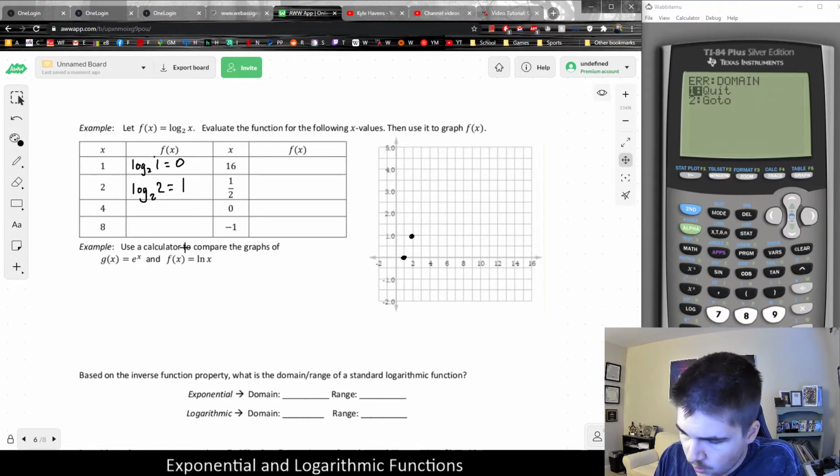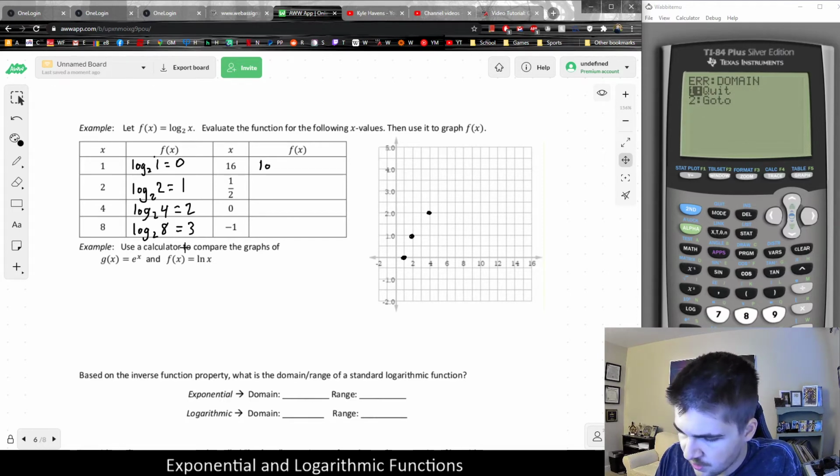So this would give me the point (2, 1), which would be right about there. Log base 2 of 4. Again, we think, what exponent do I need? Well, 2 squared is 4, so the answer is going to be 2. So that would give me the point (4, 2). Log base 2 of 8 would be 3, right? Because 2 cubed is 8.